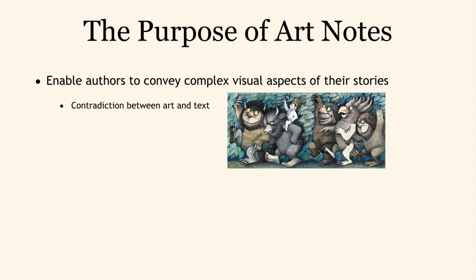So what do we mean by complex visual aspects? An obvious one is when there's a contradiction between the art and the text. Art notes can also be used to convey plot points, plot twists, and surprises. I know I often want to have a surprise or a plot twist in the manuscript be a visual one, where you turn a page and it's like, bam, something you're not expecting.